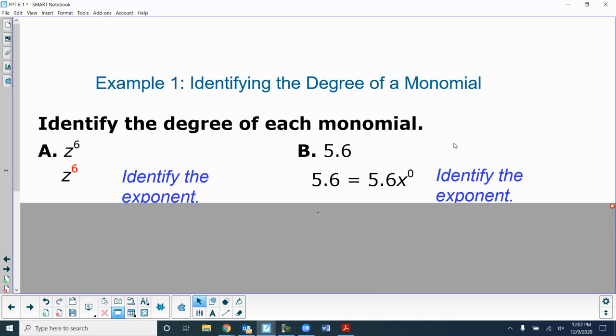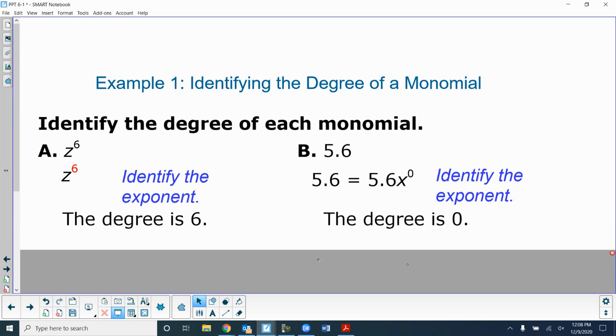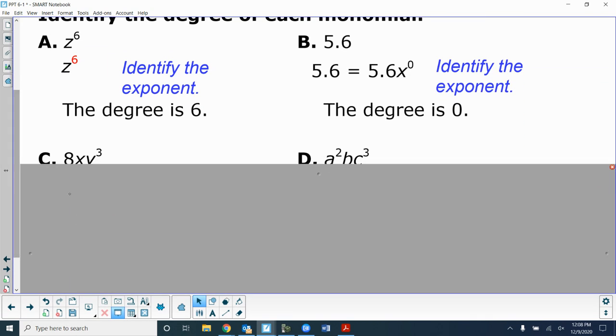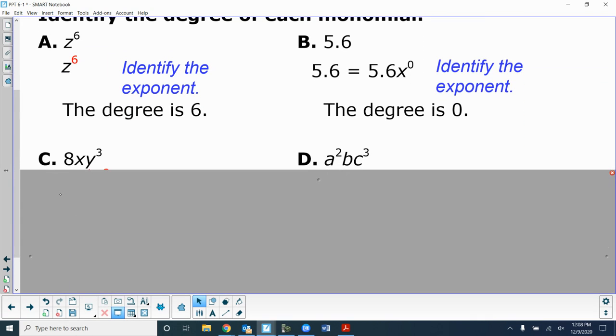Okay, so if there's no variable, that's like x to the 0. Anything to the 0 power is 1. So that's like 5.6 times 1, just 5.6, right? So for constants, the degree is 0. Okay? What's the degree of this one, Gabe? Letter C.